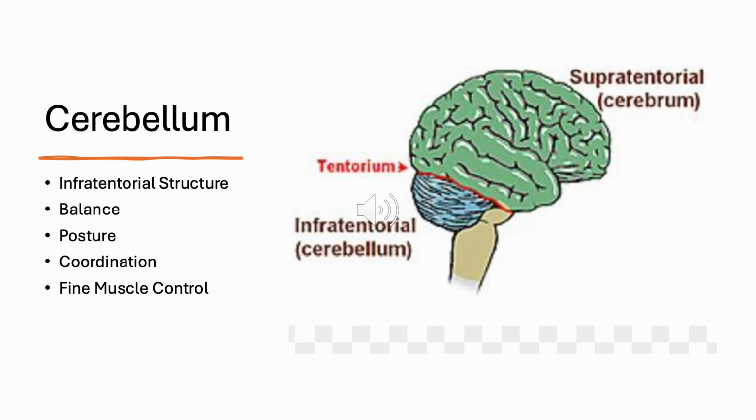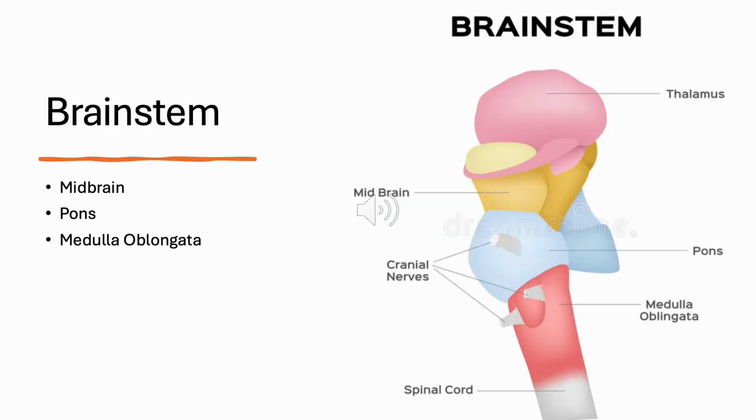So the next structure is the cerebellum, and it is an infratentorial structure, which means that it's under the tentorium. The tentorium is a thick membrane that separates the cerebrum from the cerebellum. And the cerebellum helps us with equilibrium, like it helps us balance, it helps with posture, it helps with coordination and fine muscle control. The brainstem is the next structure, and this includes the midbrain, the pons, and the medulla oblongata. So we usually just shorten that to medulla.